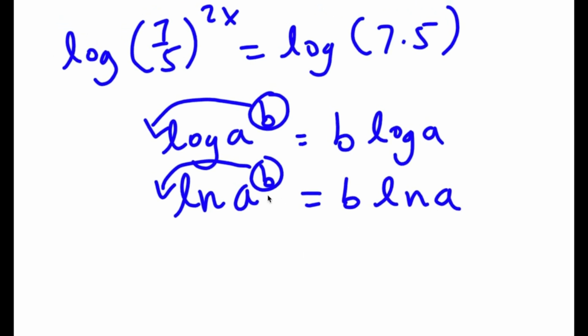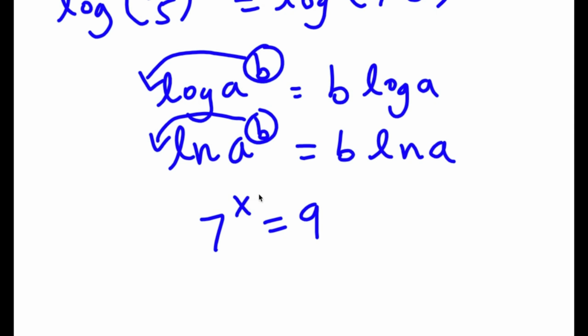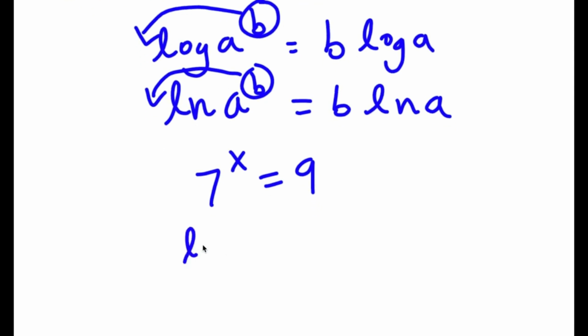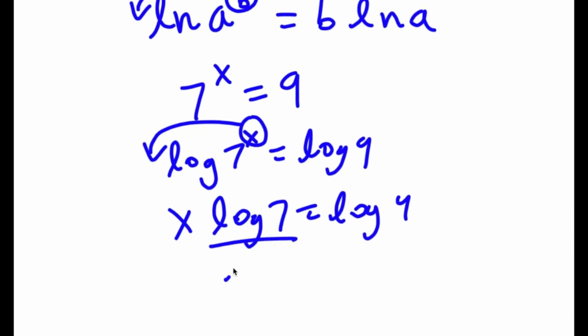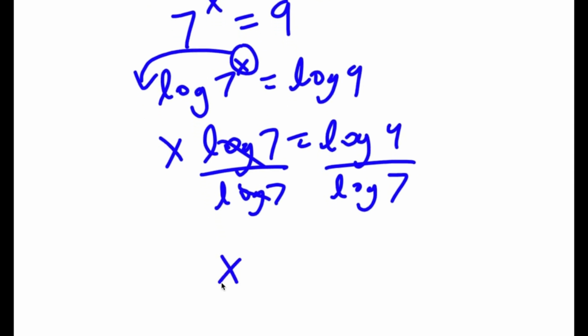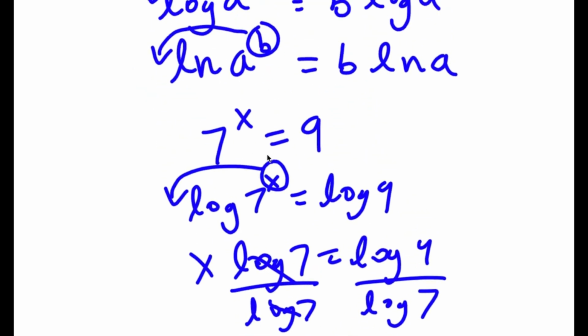And why this property is so important is that, let's say we have 7 to the power of x equals 9, right? And we obviously want to find the value of x, but in this case, x is an exponent, so it's really hard to find. But if we took the log on both sides, then we can move this exponent to the front, and now, as you can see, it's a normal term, and we can solve for it. So we can simply divide both sides by log 7. These two cancel out, and now I have x is equal to log 9 over log 7. So that's why this property is so important.